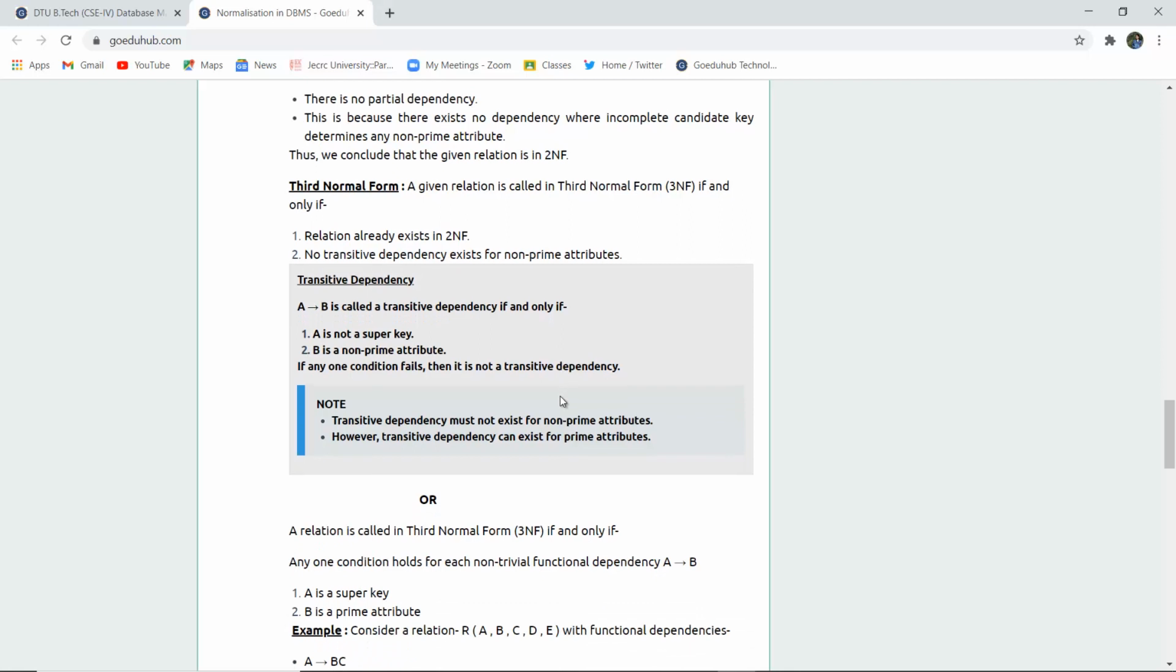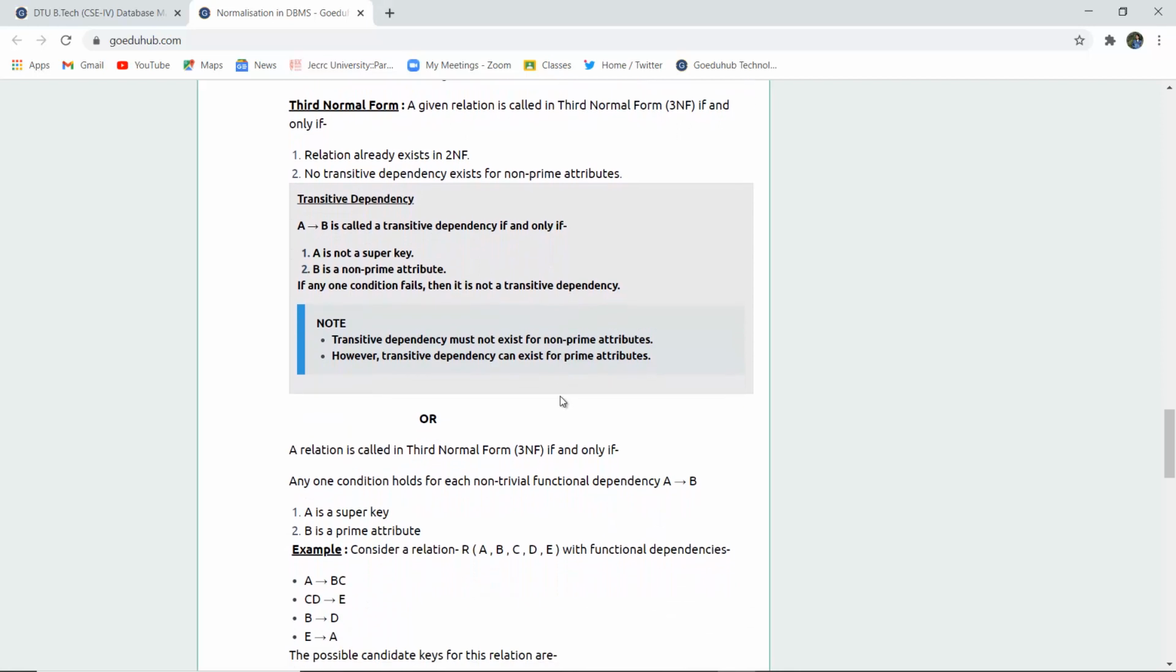Now the third normal form. A given relation is said to be in third normal form if and only if the relation already exists in 2NF, which we have just studied, and no transitive dependency exists for non-prime attributes. Now here comes a new term: what do we mean by transitive dependency? A to B is called a transitive dependency if and only if A is not a super key and B is not a prime attribute. If these two conditions are satisfied, then we can say that A and B have a transitive dependency.